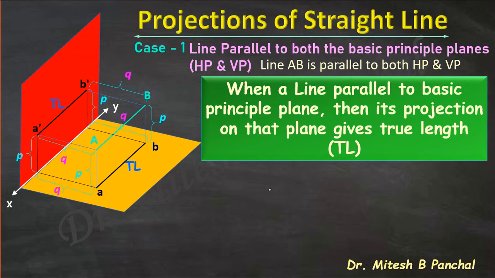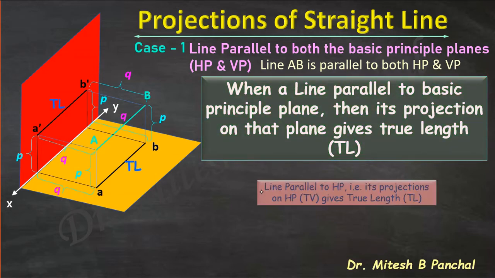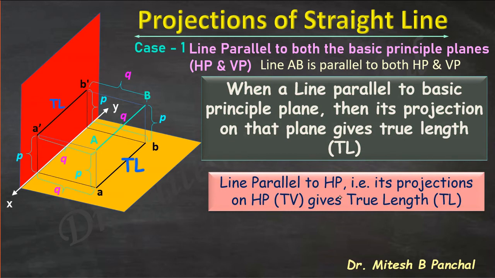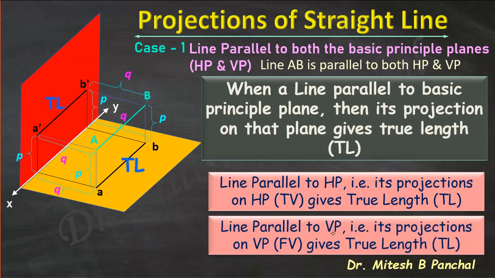This can be understood like this: when the line is parallel to HP, that means its projection on HP, which we know is the top view, will give you true length. And in a similar way, when the line is parallel to VP, then its projection on VP, that is nothing but the front view, gives true length.